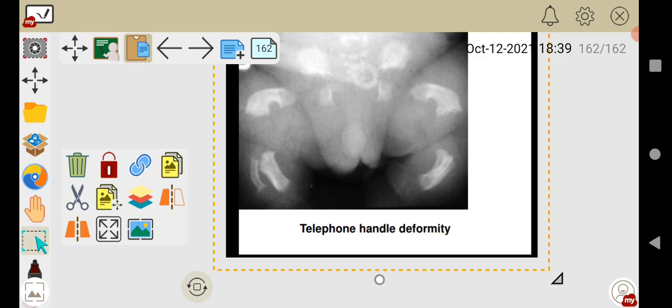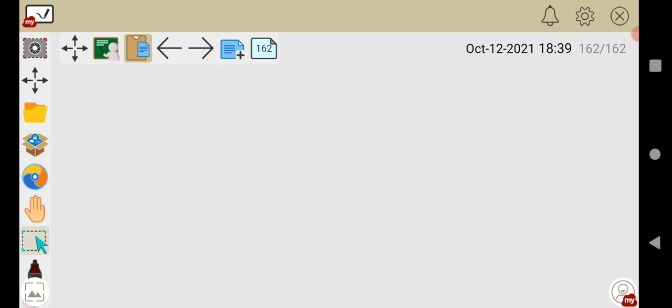Okay, telephone handle deformity. Okay, this is not asked, guys, so not that important.